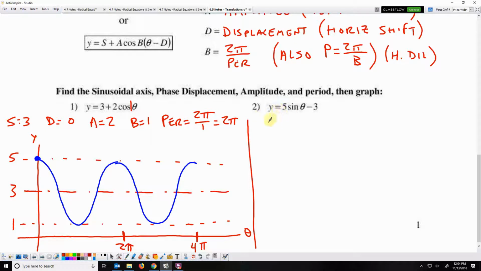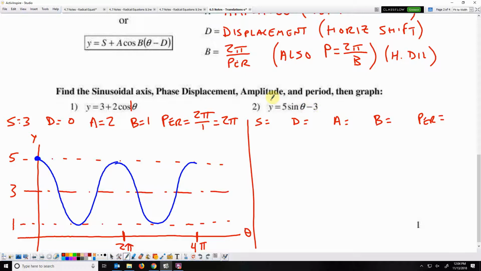Okay, so again, we need sinusoidal axis, displacement, amplitude. We're going to find B so that we can find the period. Okay, so the sinusoidal axis, there's a -3 here. And notice it's not in parentheses, so that's not a displacement. Since it's not in parentheses, it is outside of the function, so that is my sinusoidal axis.